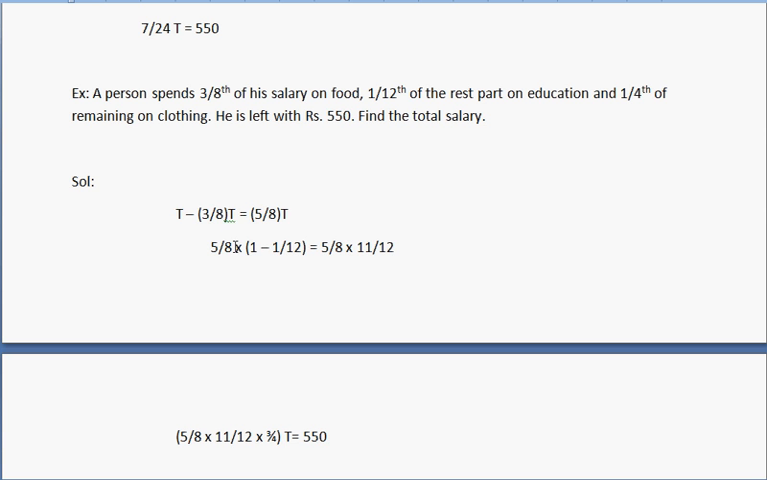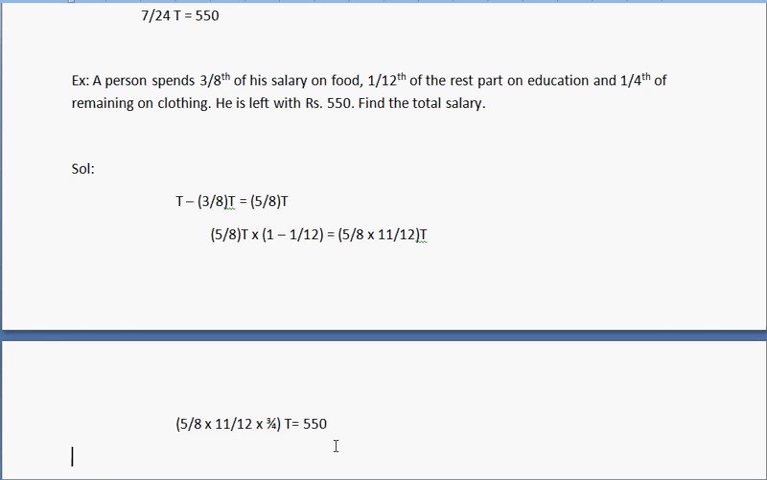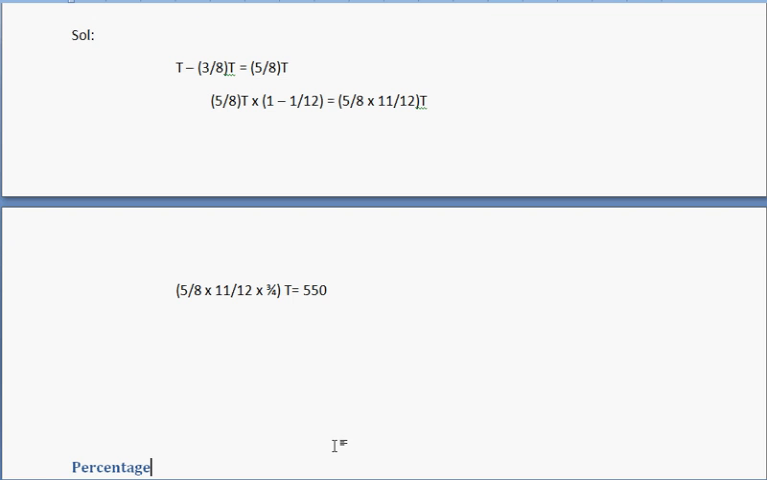Now out of this 5/8 of T salary, he spends 1/12 on education, and he would be left with 1 minus 1/12, which is 11 by 12. So this whole into T is what he is left with. Now out of this, he spends 1/4 on clothing, which means he is left with 3/4 of this thing. So 3/4 of this thing is equal to 550, and hence we can find T. So this is how we use basic fractions to do the question.